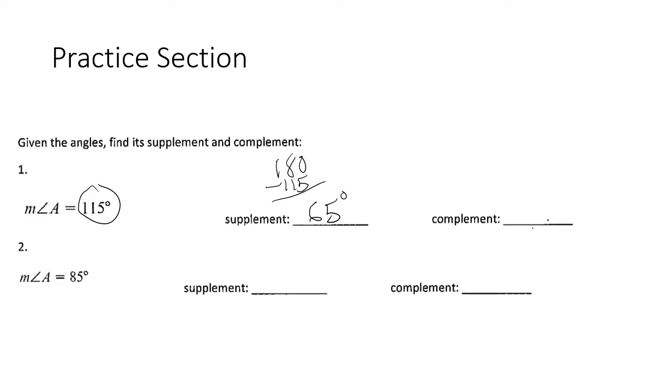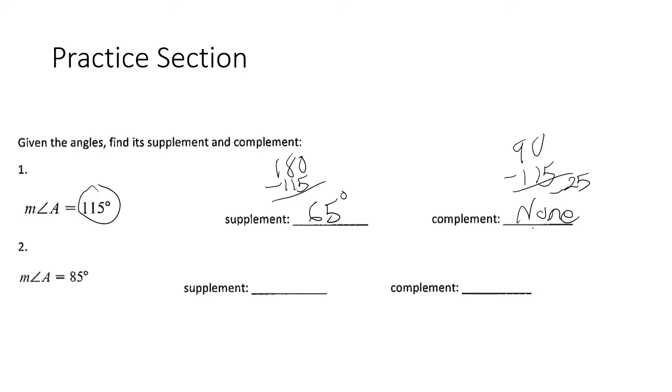The complement, on the other hand, says it has to add up to 90. So I'm going to take 90 minus the 115. Well, guess what? That gives me a negative angle. In those cases, there isn't one. So if the angle is already bigger than 90 degrees, it can't have a complement. It's not possible.